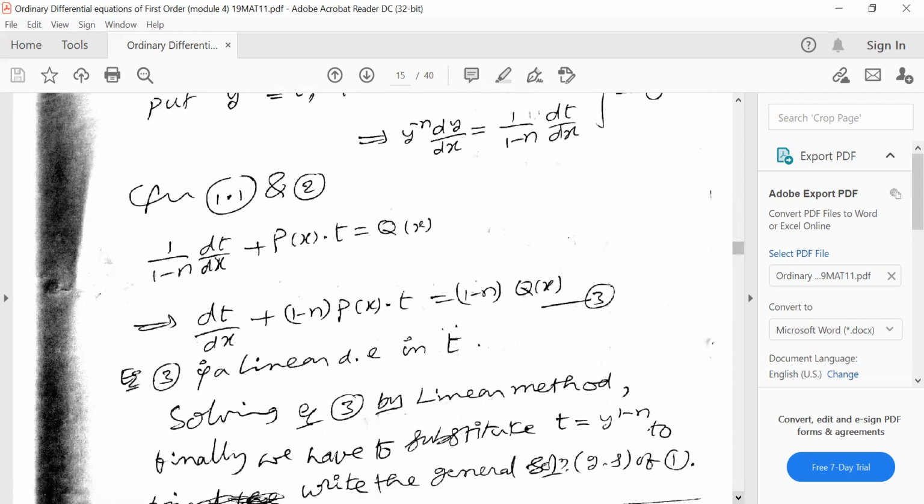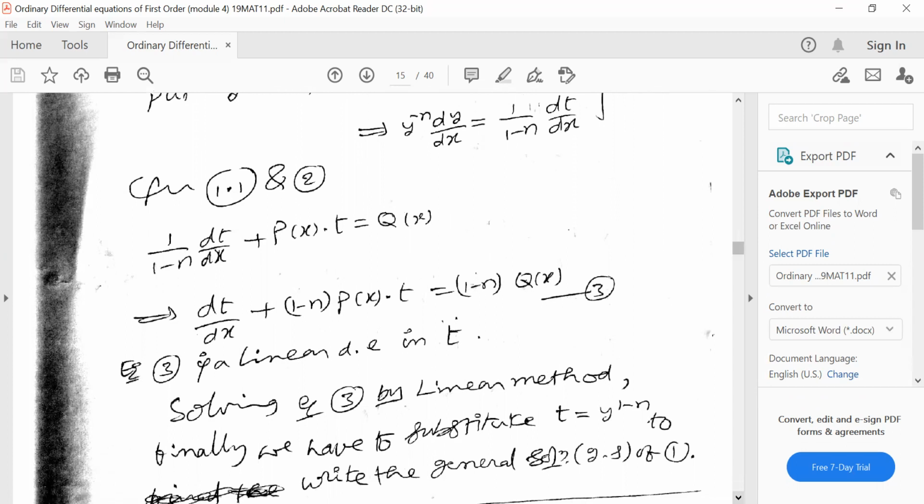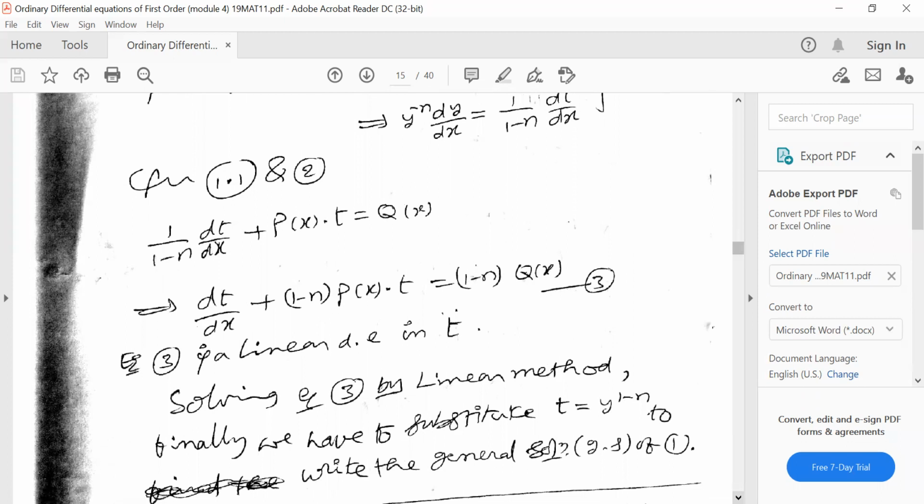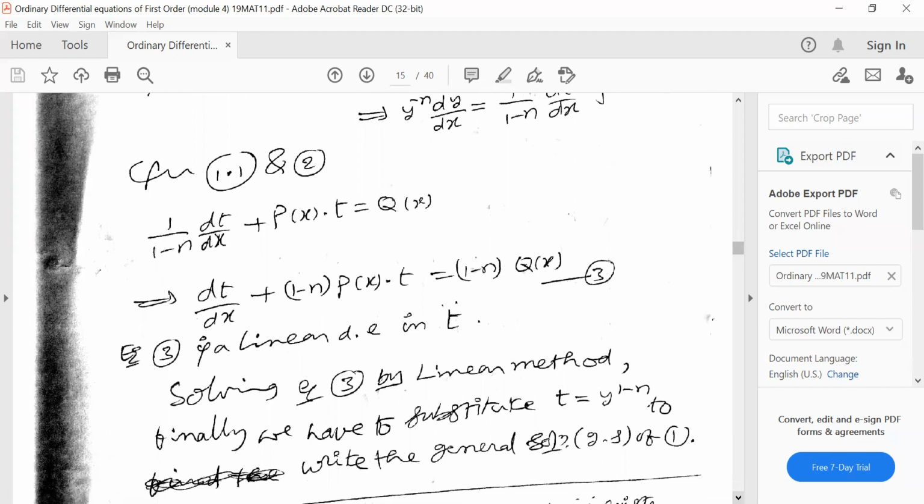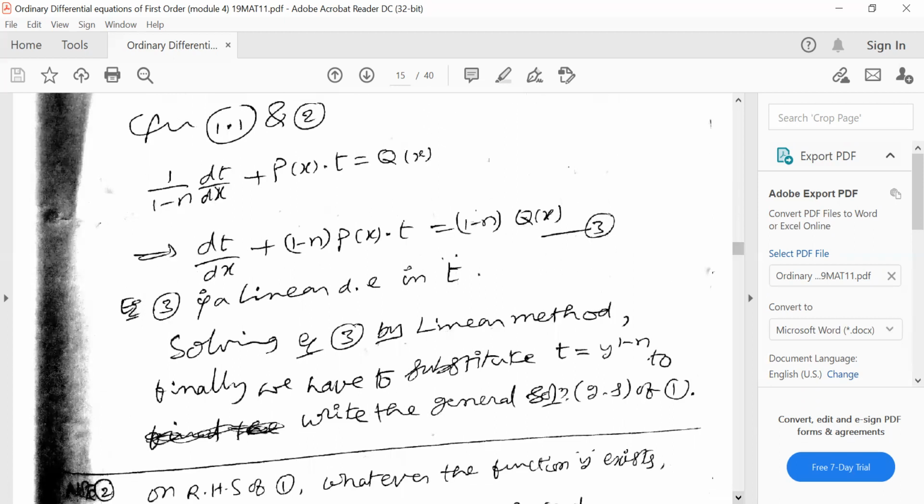So the procedure will be the same. So what is the procedure? We have to find the integrating factor and write the solution with respect to t. That is t into IF, like that it will start. Solving by the linear method, we have to substitute t as y power 1 minus n at the end, because we have to finish the solution in y only, because t came in between. It is not the main variable. Our main variable is y, what they have given. But for our convenience, we have taken the concept called t here.